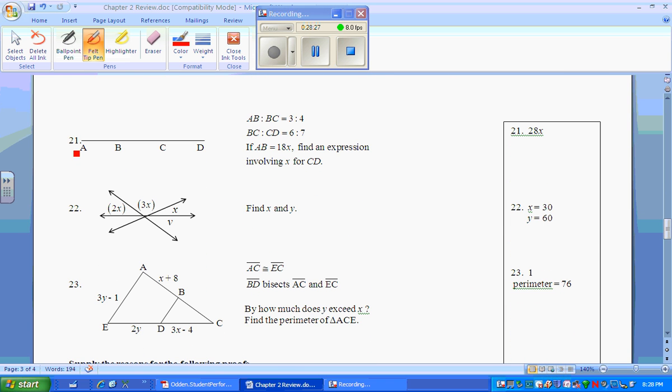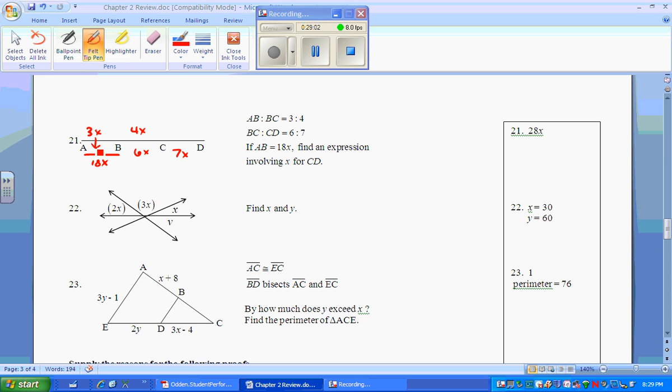Continuing on, we're up to number 21. We have AB and BC are in a ratio. So AB is 3x, BC is 4x. Then we also know that BC is 6x and CD is 7x. And then we know that this AB is 18x. So find the expression involving x for CD.